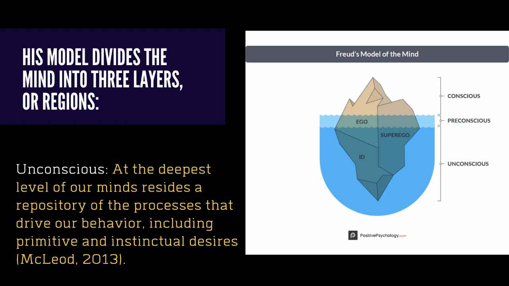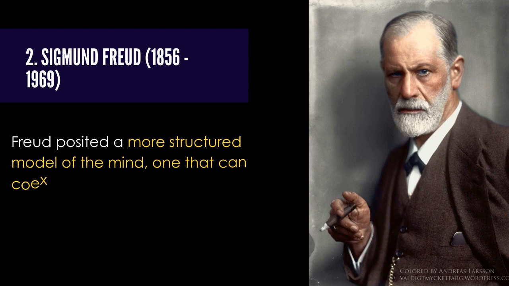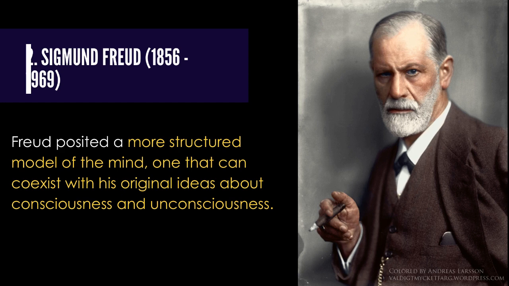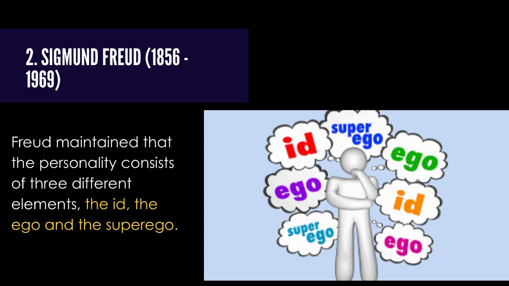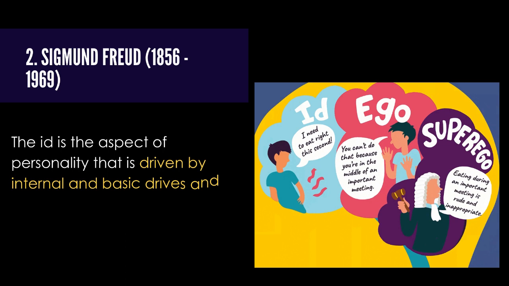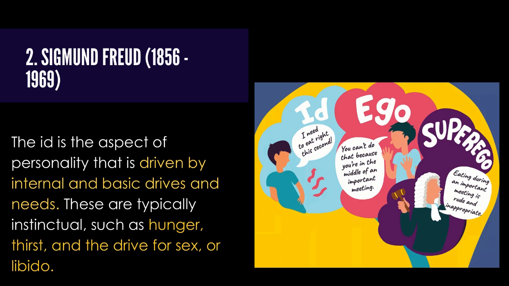Later, Freud posited a more structured model of the mind, one that can coexist with his original ideas about consciousness and unconsciousness. Sigmund Freud maintained that the personality consists of three different elements: the id, the ego, and the superego. The id is the aspect of personality that is driven by internal and basic drives and needs. These are typically instinctual, such as hunger, thirst, and the drive for sex, or libido.